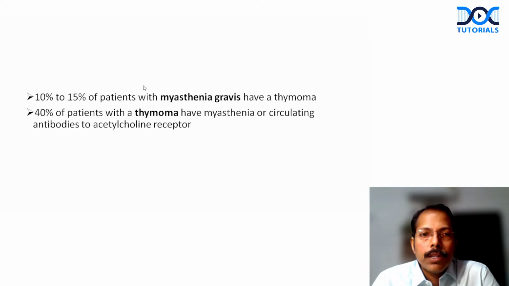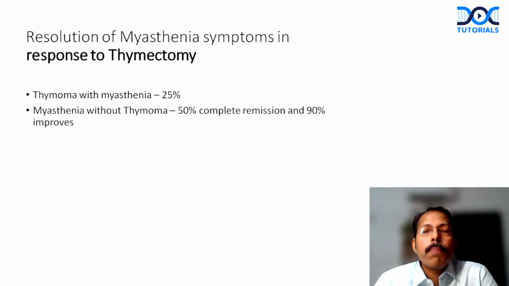Again, a very MCQ point of view: 10 to 15% of patients with myasthenia gravis are found to have a thymoma. And another percentage, 40% of patients with thymoma have myasthenia or circulating antibodies to acetylcholine receptor. Okay, so kindly make a note of it also.